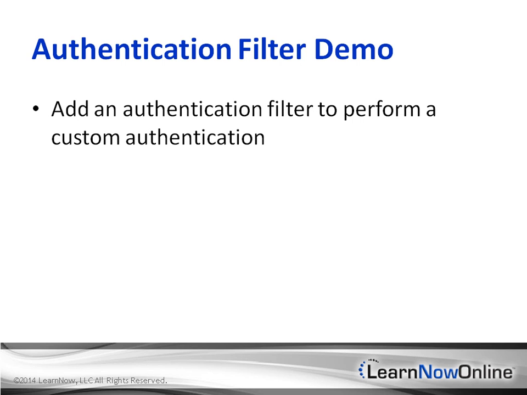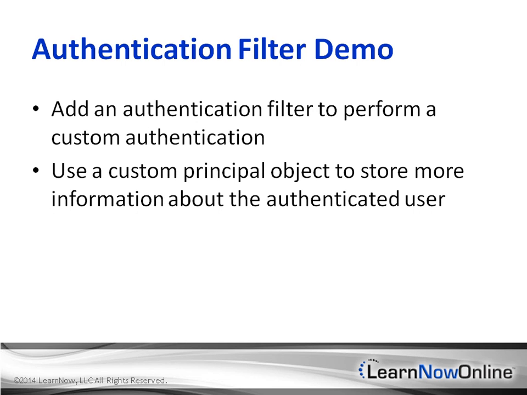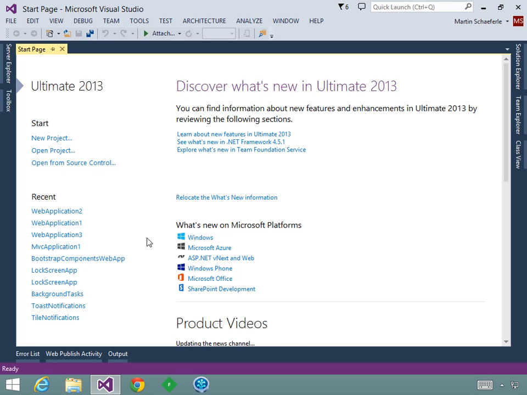For our authentication filter demo, we're going to add an authentication filter to perform some type of custom authentication. And we're actually going to use a custom principal object to store some additional information about the authenticated user. In this demo, we're going to demo the new authentication filters feature of MVC 5.